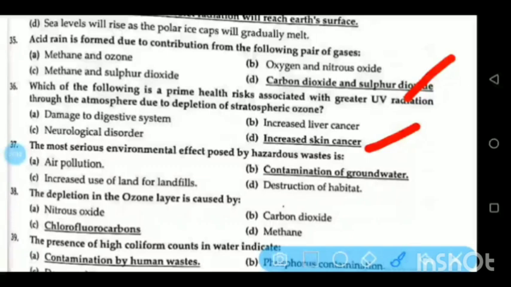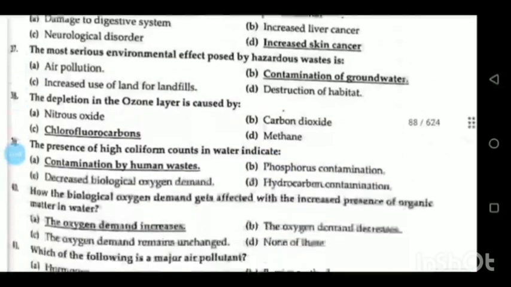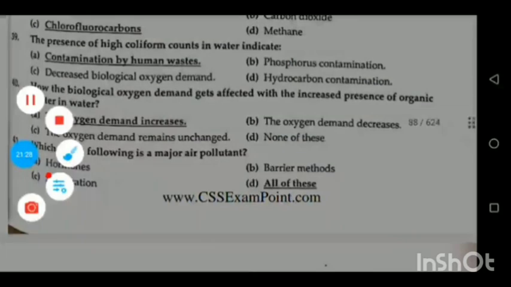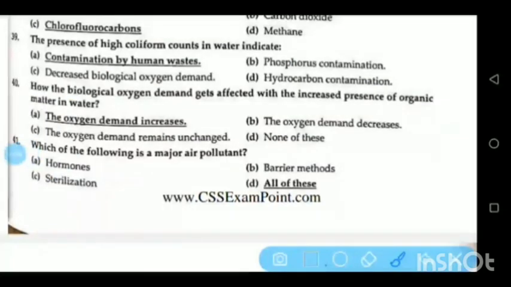The most serious environmental effect posed by hazardous wastes is contamination of groundwater. The depletion in the ozone layer is caused by chlorofluorocarbons. How is the biological oxygen demand affected with the increased presence of organic matter in water? The oxygen demand increases. Which of the following is a major air pollutant?